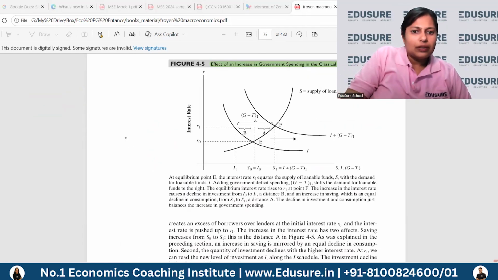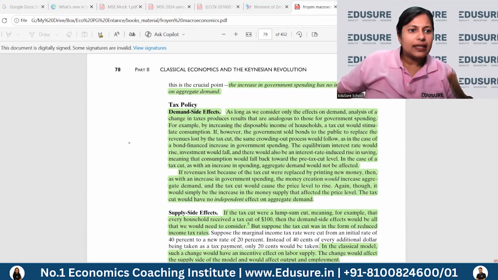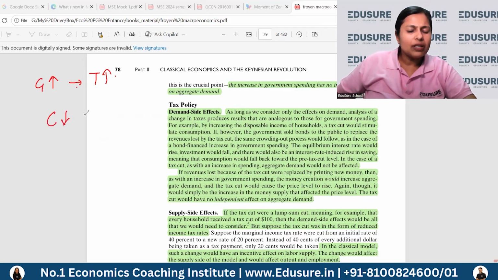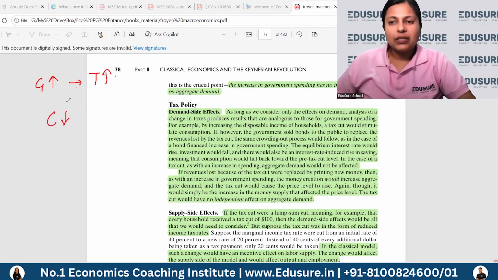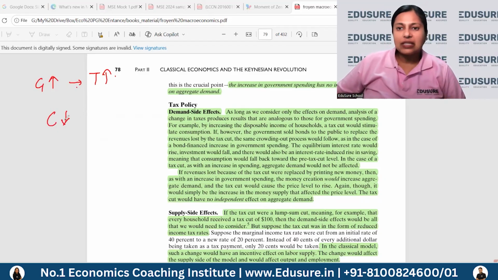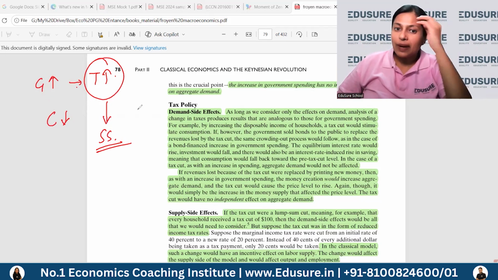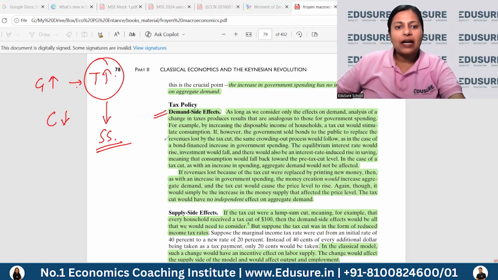Now let's go to what I was saying that time, that if G increases and it is accompanied by a tax increase, the consumption will fall. That is the first thing that will happen. So the T increase and the C decrease will offset most of it. And the other is that when tax increases, it also impacts the supply side of the economy. So it does not just impact the demand side of the economy. So tax has both demand and supply side effects, whether tax increases or tax decreases.